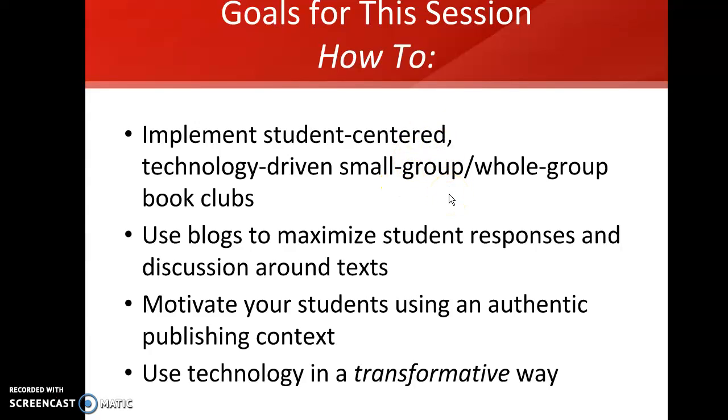For this session, the goals would be to help people understand how to implement student-centered, technology-driven small group and whole group book clubs. The blogs will be there to help maximize responses and discussion around text, perhaps pull in some of the kids that are quieter in a group setting and give them some more confidence to have that discussion while in a group. This is also going to use technology in a transformative way, as well as motivate the students using an authentic publishing context.